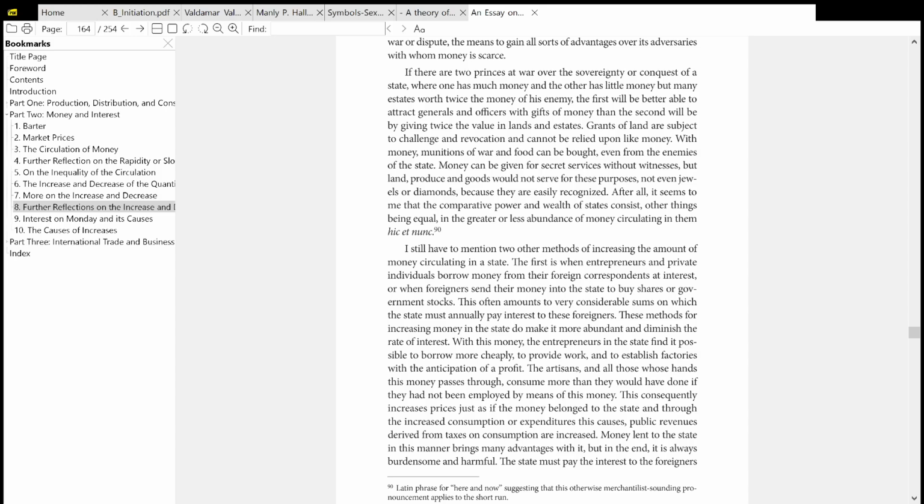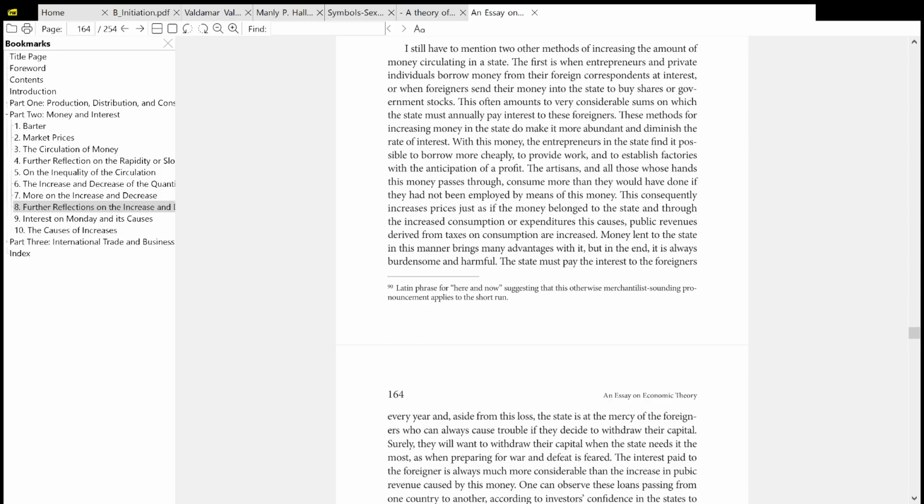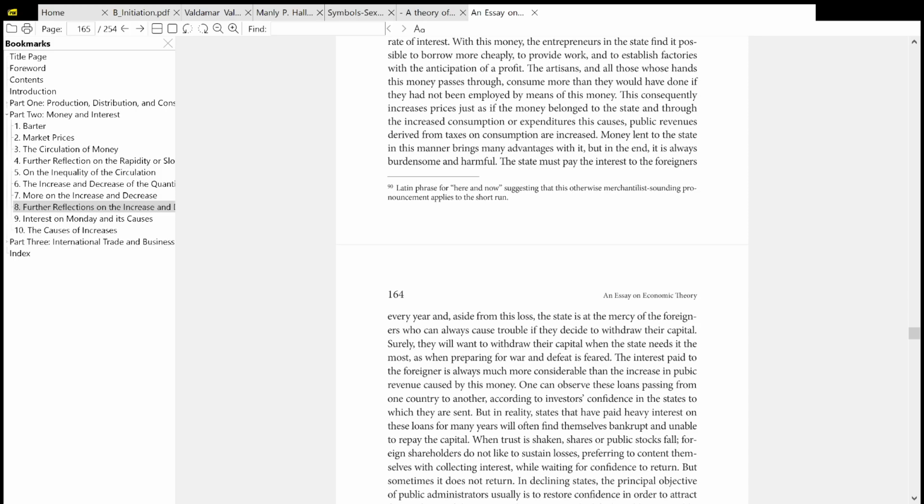Money lent to the state in this manner brings many advantages with it, but in the end it is always burdensome and harmful. The state must pay interest to the foreigners every year, and aside from this loss, the state is at the mercy of the foreigners, who can always cause trouble if they decide to withdraw their capital. Surely they will want to withdraw their capital when the state needs it the most, as when preparing for war, and defeat is feared. The interest paid to the foreigner is always much more considerable than the increase in public revenue caused by this money.